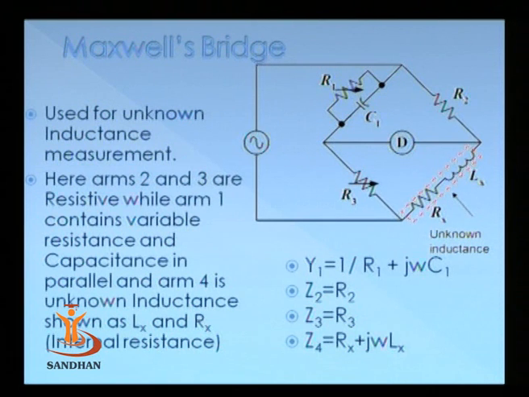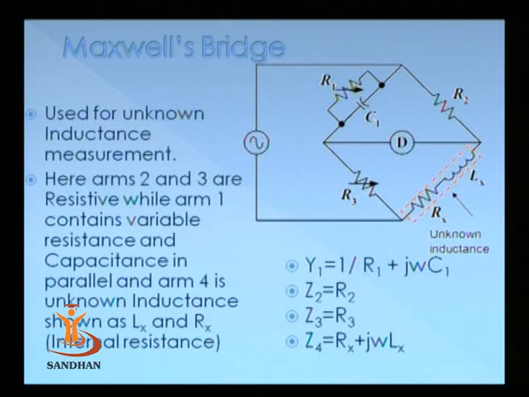The next one is Maxwell's bridge. Maxwell's bridge is normally used for inductance measurement for low and moderate quality factor coils. Here comes the term quality factor, which we will discuss a few minutes later. Arms R2 and R3 contain only resistors, while arm 1 contains a resistor along with a capacitor in parallel, while arm R4 contains the unknown inductance for measurement. The impedances are also shown.